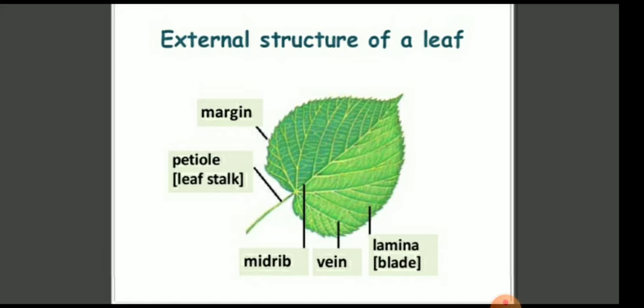And the veins also arise from the lamina part. So these lines are called the veins. You can easily see the thick vein present in the center. So the thick vein is called the midrib.